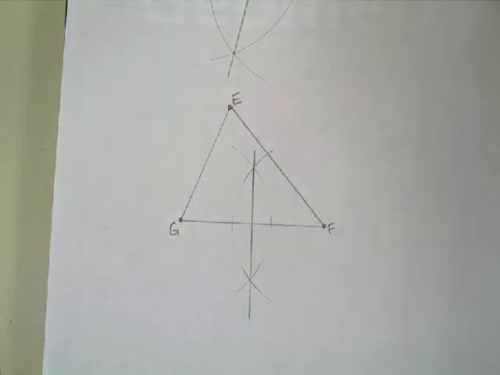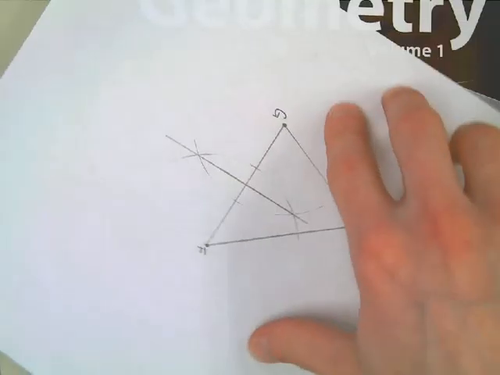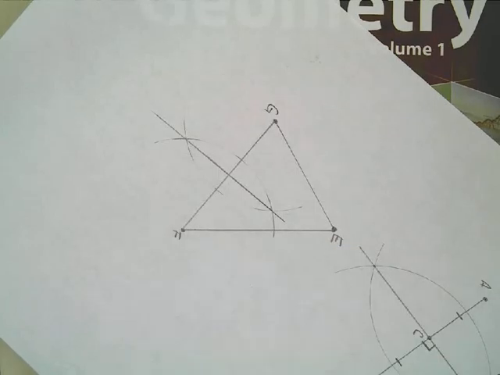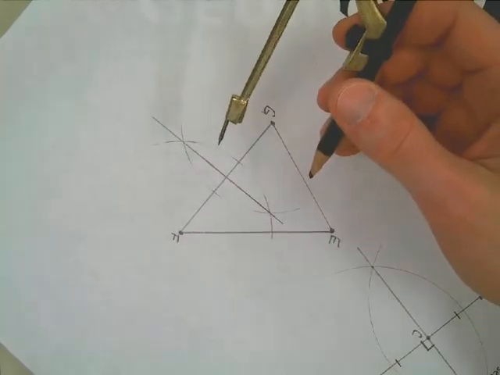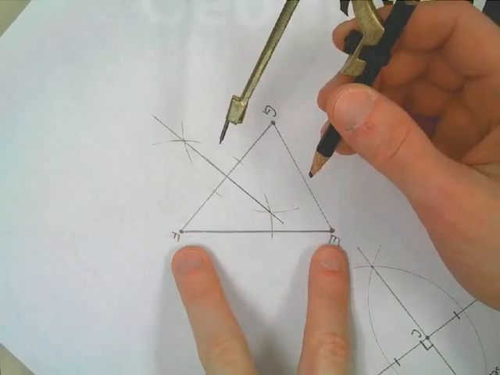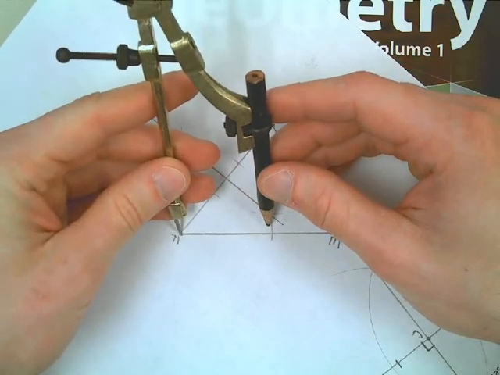Okay, then we're going to turn our triangle here, and I want to turn it so that EF is now kind of facing me. And so we have another side here we're going to do a perpendicular bisector for. So let's do that. Okay, so EF. Put your compass point on F, and I would suggest adjusting your compass.